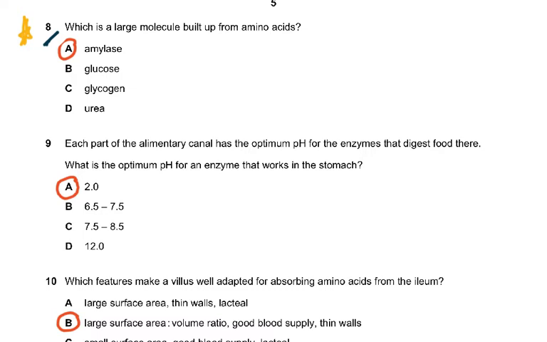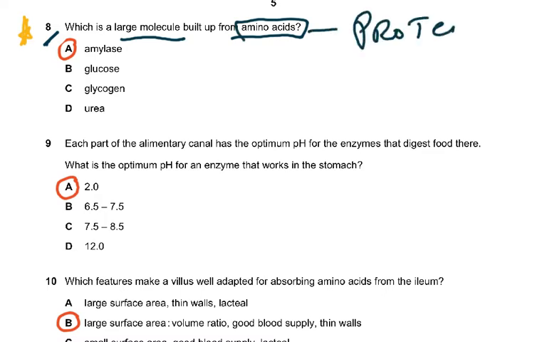Now, I don't agree with the fact that you don't read the question carefully. It's because you don't know biology. Frankly speaking, it's not reading the question, it's not knowing actually what biology is all about. Now we know a large molecule built up from amino acids. The only answer to that is proteins. Now why would anyone think of urea?